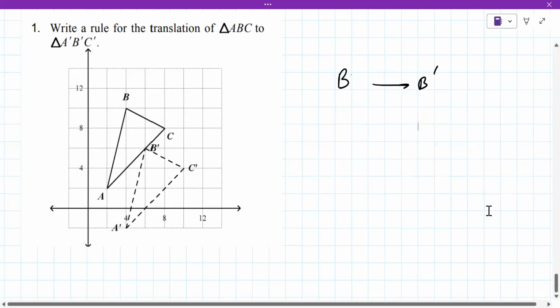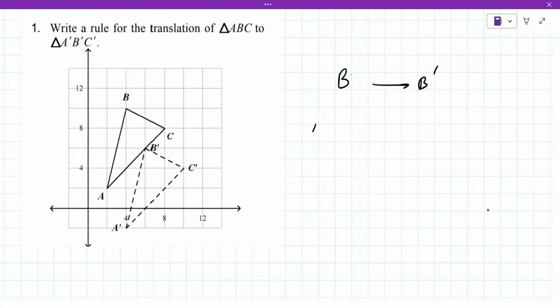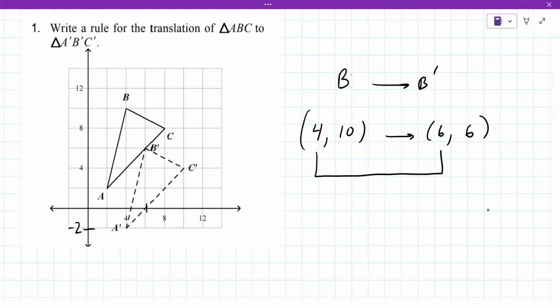Not really, no. Okay, so B is 4 comma 10. And the new B, which I guess is a little bit hard to tell, because it's not going by ones, but it's 6 comma 6. So how do you go from 4 to 6? You add, subtract, multiply, divide, and by how much?